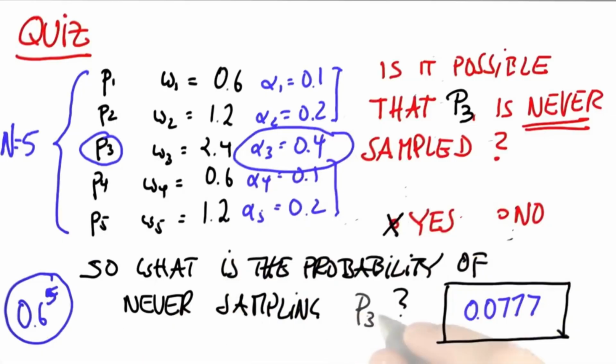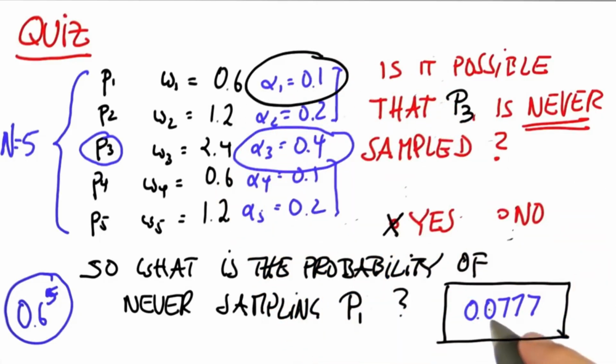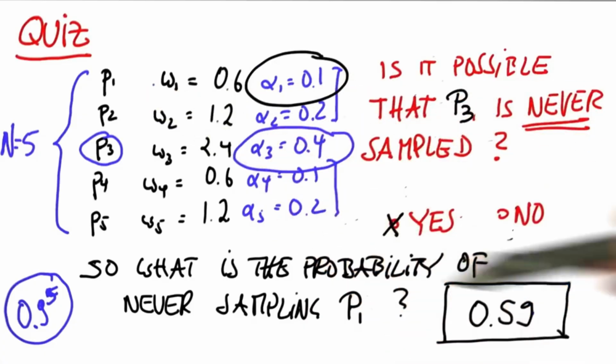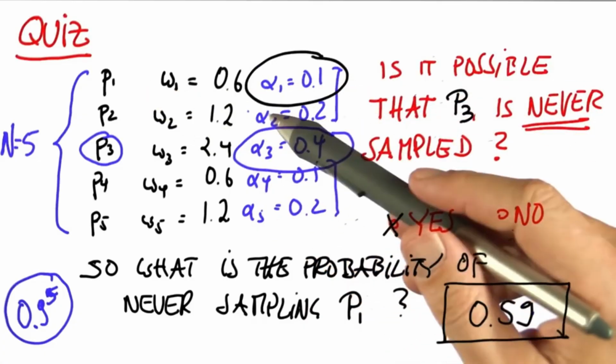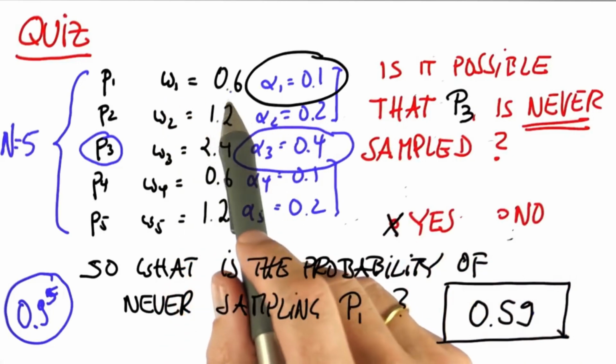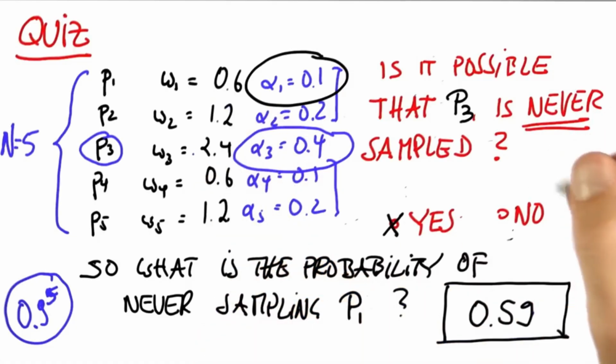If we had, instead of P3, gone for P1 over here, which has a much smaller probability of being drawn, then the probability would be as large as 0.59, which is 0.9 to the 5th. Now this means with about 60% chance, we will lose particle 1, and only with 40% chance, we will include it. Put differently, the particles with small importance weights will survive at a much lower rate than the ones with larger importance weights, which is exactly what we wish to get from the resampling step.